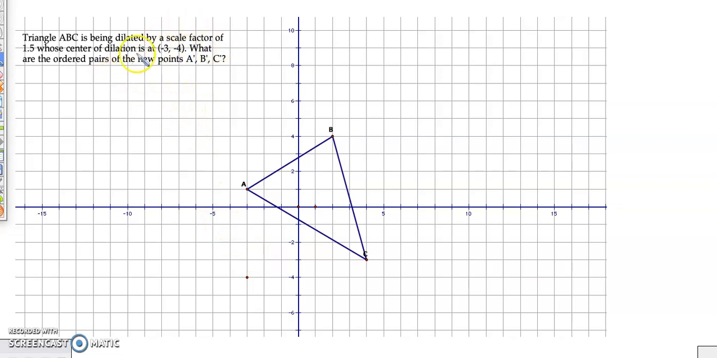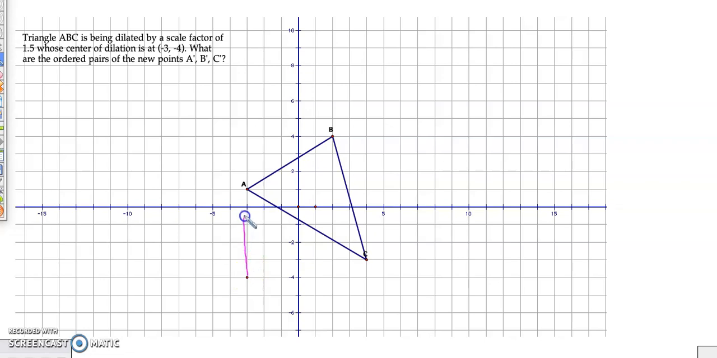So when we're dilating by a scale factor of 1.5, one of the first things you should note is that we are actually going to make the triangle, yes, larger because 1.5 is greater than 1. Anything less than 1 and greater than 0 is going to be a smaller image. So anyway, like what we did when we were doing lines, we count to the point, but interestingly enough, A is straight up vertically from the center of dilation. But when we go to do B, we're going to have to do a vertical and a horizontal. But let's begin with A, where we're most comfortable.